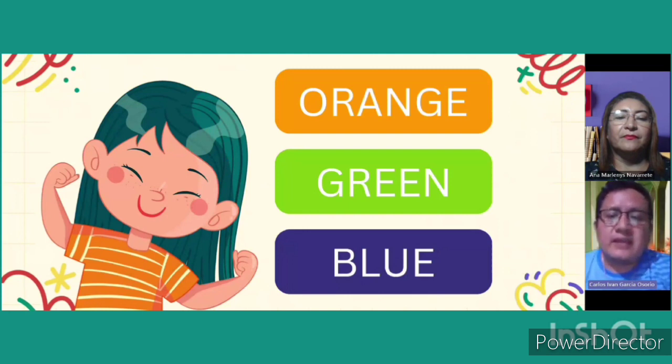Here we have the first slide with the colors orange, green, and blue. In this slide, after the teacher says the name of the color, the teacher will ask students to repeat after him or her. For example, a teacher can say here, orange. Repeat after me. The students will say orange, and the teacher will give some congratulation words like well done, you are right, and good pronunciation and something like that.